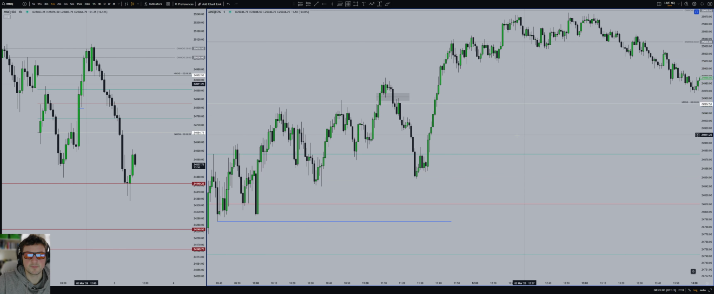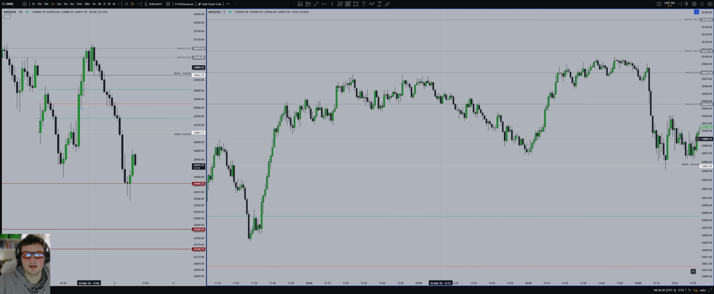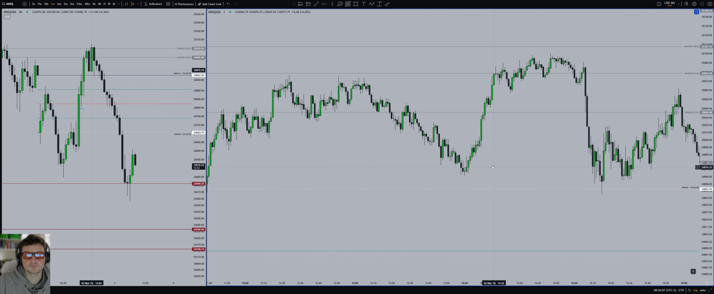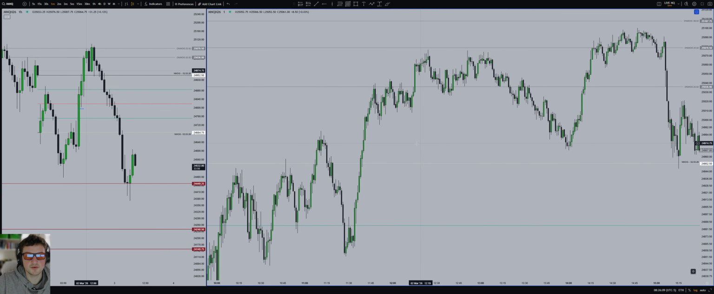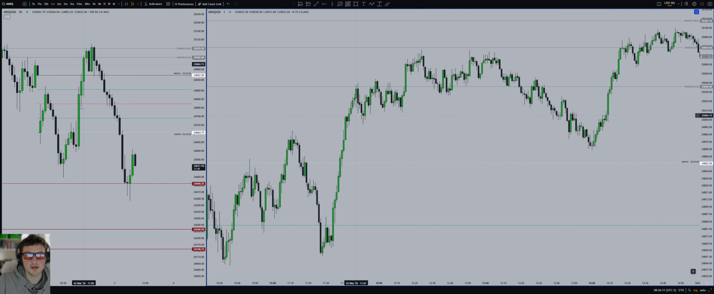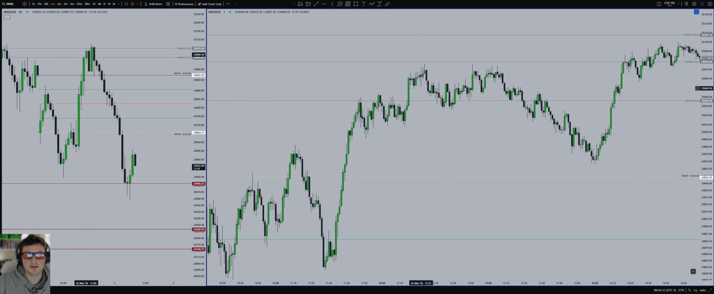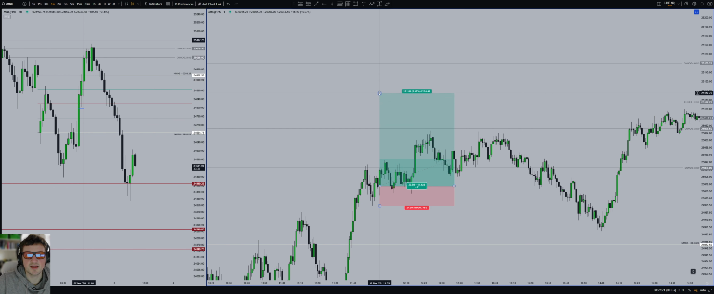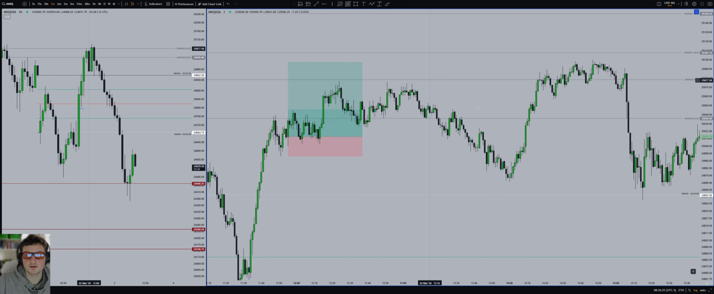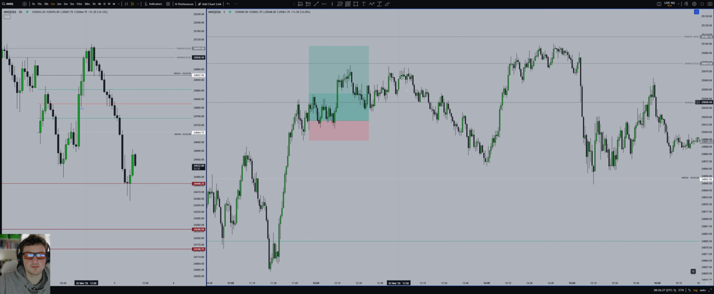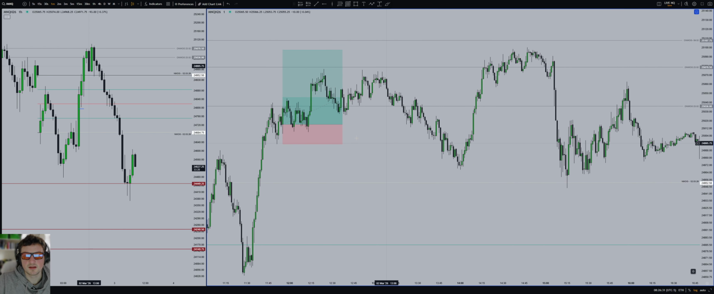And then I had a few attempts on the long side here, which ended up being pretty much all break evens. I did not take any loss yesterday. I did take something like this, aiming for previous day high. Of course, you can see I couldn't participate in that move as price came back and got me break even.